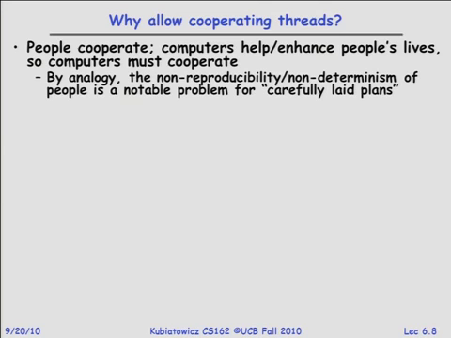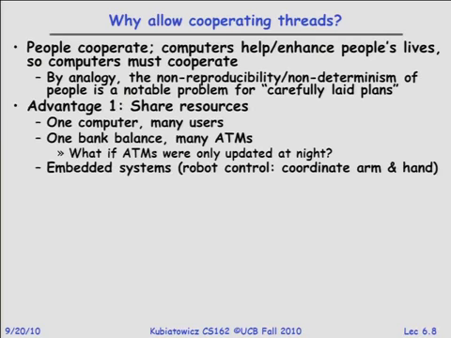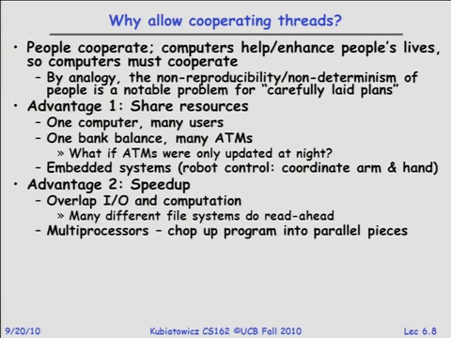So let's look at some advantages here, though. Sharing of resources is useful. One computer, many users. One bank balance, many ATMs. Embedded systems: maybe you want to build a robot and coordinate both the arm and the hand together, right? Those are two things that are potentially independent, but you'd like them to coordinate in order to actually work properly. So sharing of resources is one.